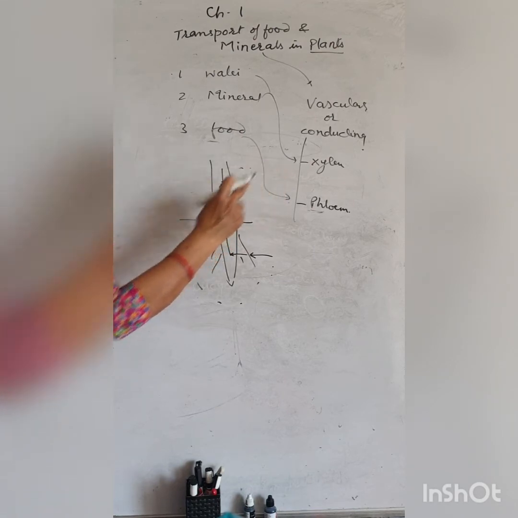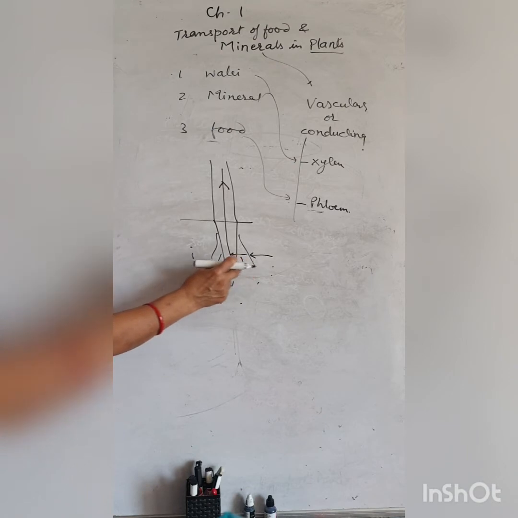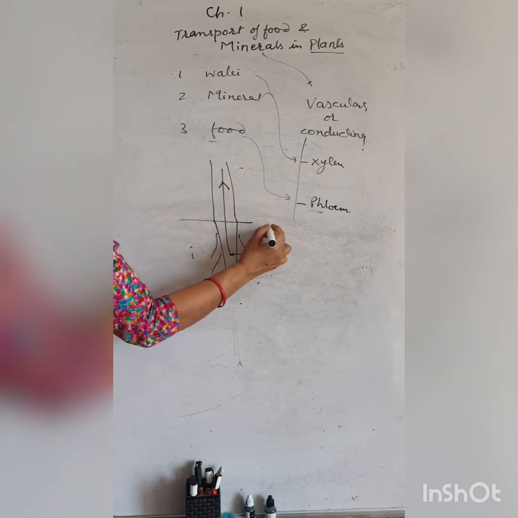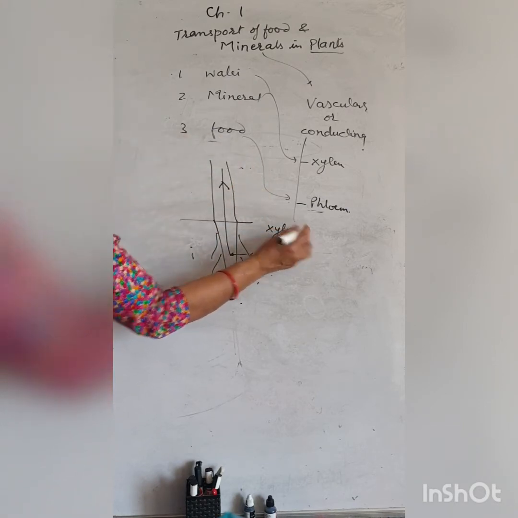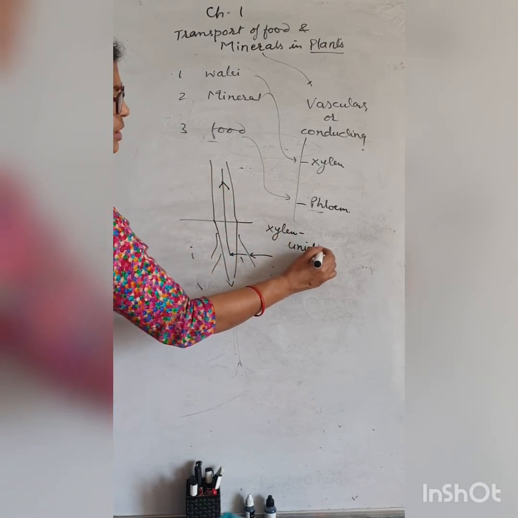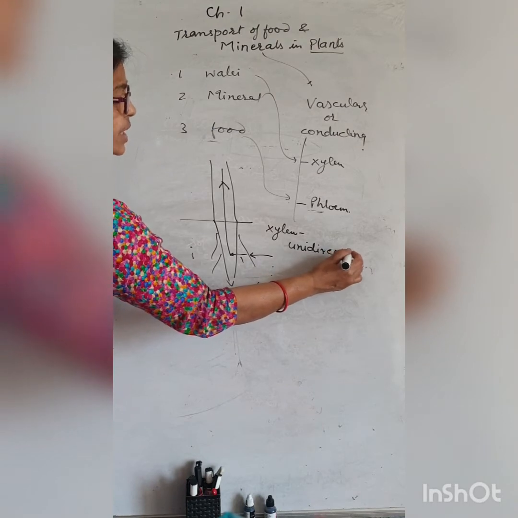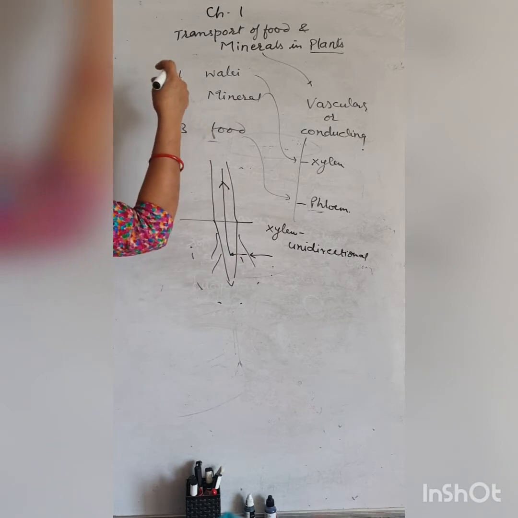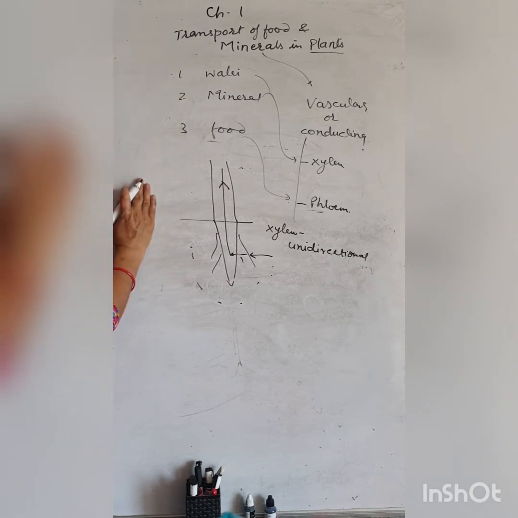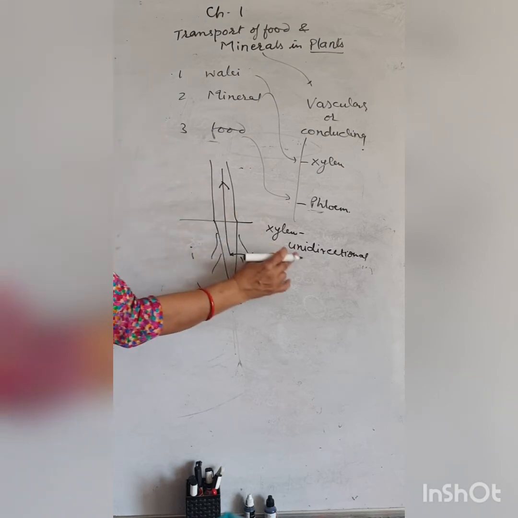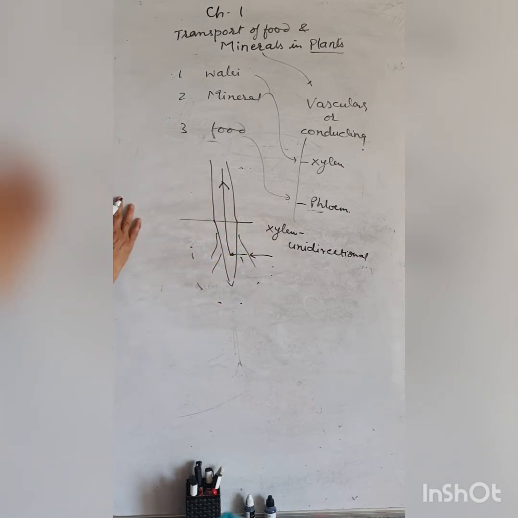So the xylem conducts water from the lower part, from the root, in the upward direction. It means the direction of conduction in the xylem is unidirectional. Unidirectional means it carries the water in the upward direction only. The xylem conduction is only in one direction, so it is called unidirectional.